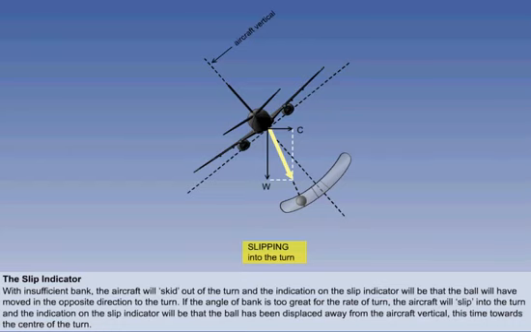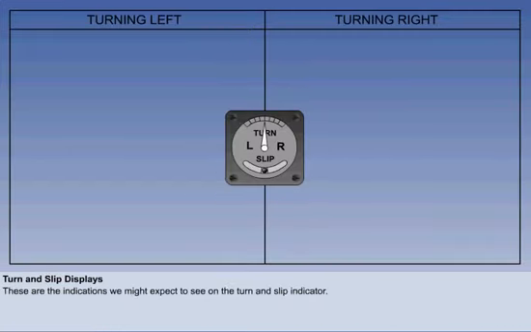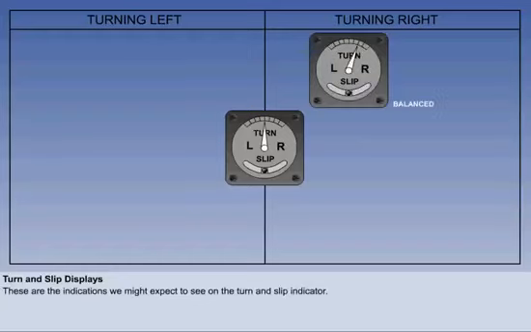Having now looked at the principle of the turn indicator and also the slip indicator, let's put the two together and see what indications we might expect to see on the turn and slip indicator. A balanced turn to the right. Note the ball is centralized. A balanced turn to the left.